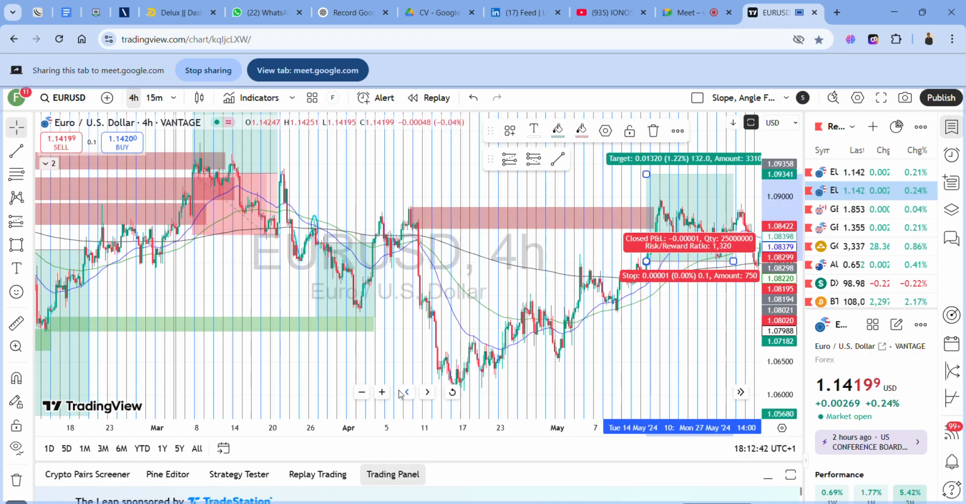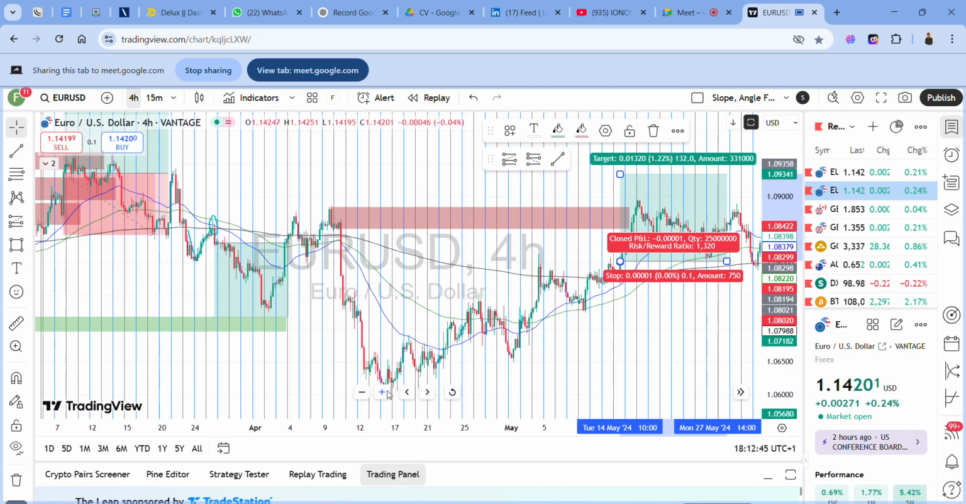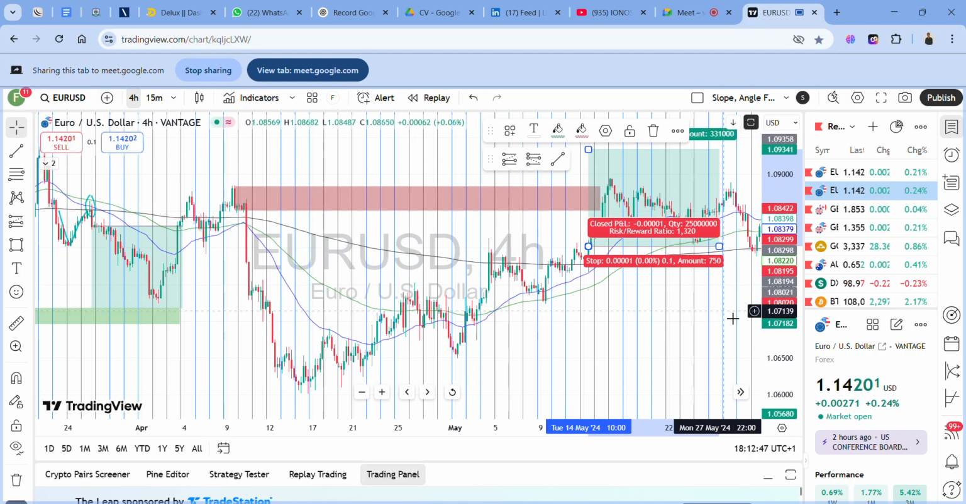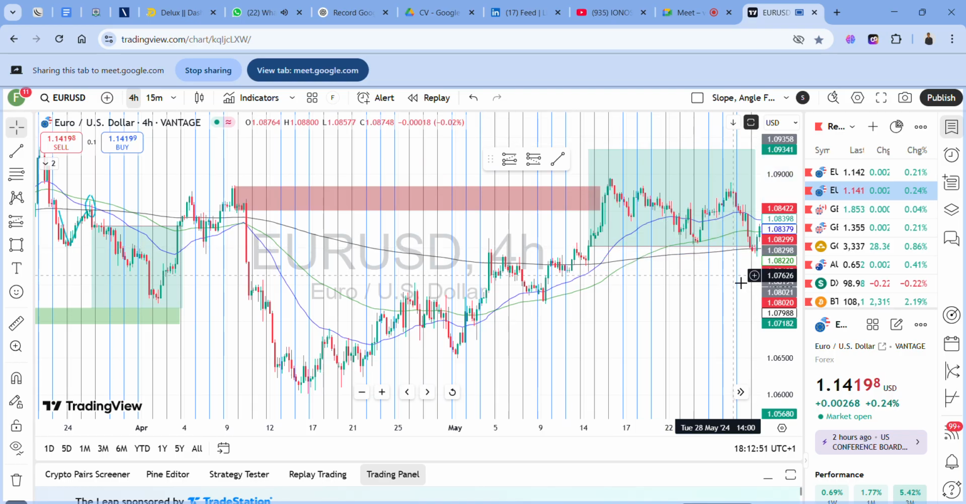Not quite. This is the crazy scenario. It came very close to our break even level, but did not take us out on break even. We're still in this trade. And eventually our break even was smashed. All right, we are out of this trade.